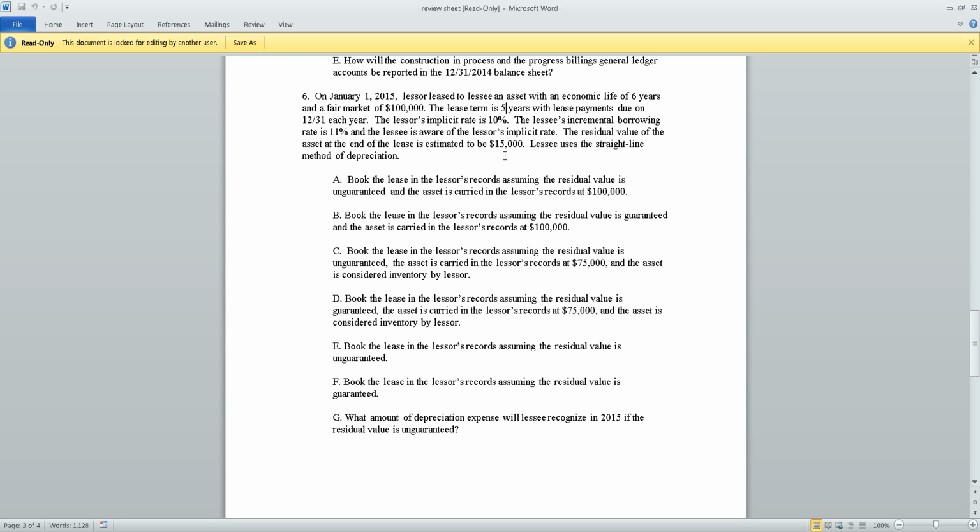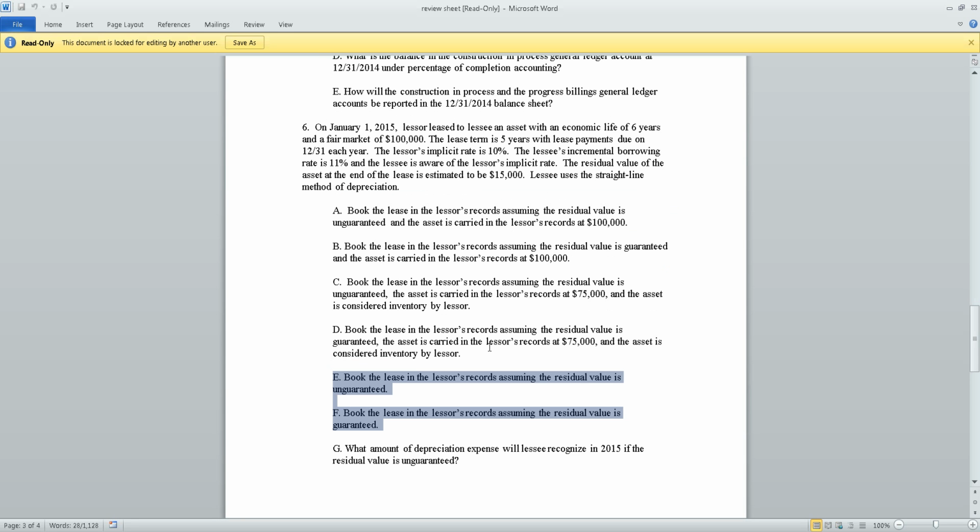Okay, so again, there's some typos on this, and the typos are down here in E and F. In E and F, I wanted you to book the lease in the lessee's records, not the lessor's records, because we've already booked the asset in the lessor's records. So I meant to say down here in E and F, book the asset in the lessee's records. So we're going to work it the way I intended it to be worded, not the way it is worded. E and F are going to be worked based upon booking of the transaction in the lessee's records.